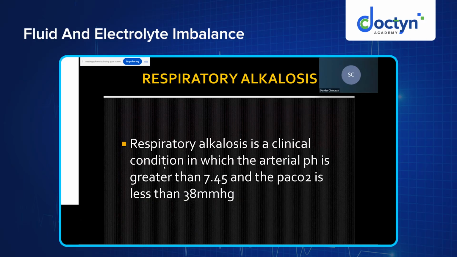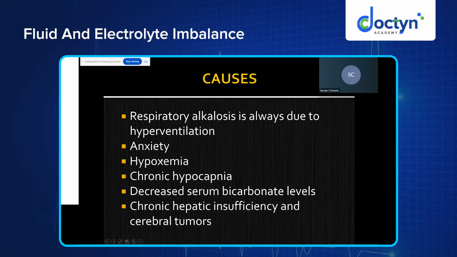Respiratory alkalosis is a clinical condition in which the arterial pH is greater than 7.45 and the PaCO2, that is the partial pressure of CO2, is less than 38 or 35 mmHg. So what are the causes of respiratory alkalosis? Hyperventilation, where more CO2 is being washed out because of rapid and shallow breaths. Anxiety. Hypoxemia is also an important triggering factor. Chronic hypocapnia, decreased serum bicarbonate levels, chronic hepatic insufficiency and cerebral tumors can also be causes.